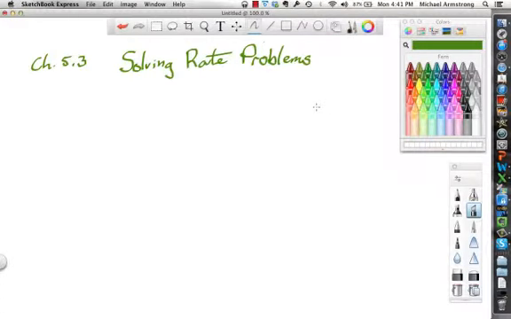Okay, chapter 5.3 is about solving rate problems. We've been working with rates and ratios, and there's a special one that we're going to talk about today, and we may talk about some others, but we're going to start with this idea. That's kind of the distance formula. This is common in physics and algebra and other places. D equals RT. And this is just distance equals rate, which is kind of like speed, times time.